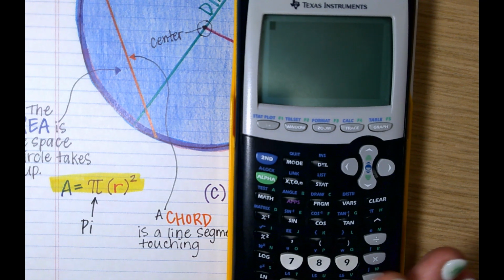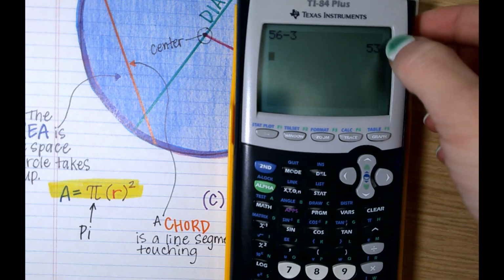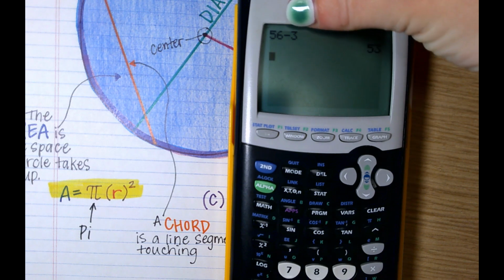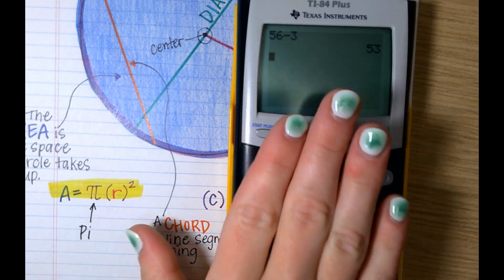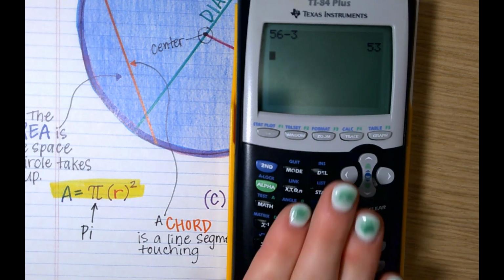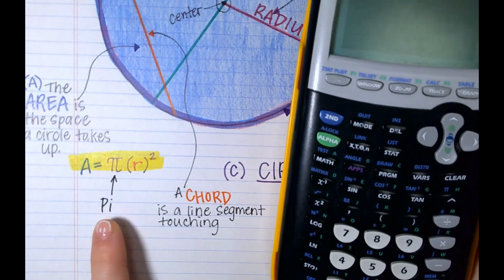Now, one thing I want to show you about these calculators versus the small ones we've been using is when you type something in, for example, 56 minus 3, when I hit enter, you can see the answer and you can see what you typed before. So you don't have to play a guessing game of did I type it in correctly to get the right answer. These are really nice. So we're going to start using these today, but we're going to talk about pi first.